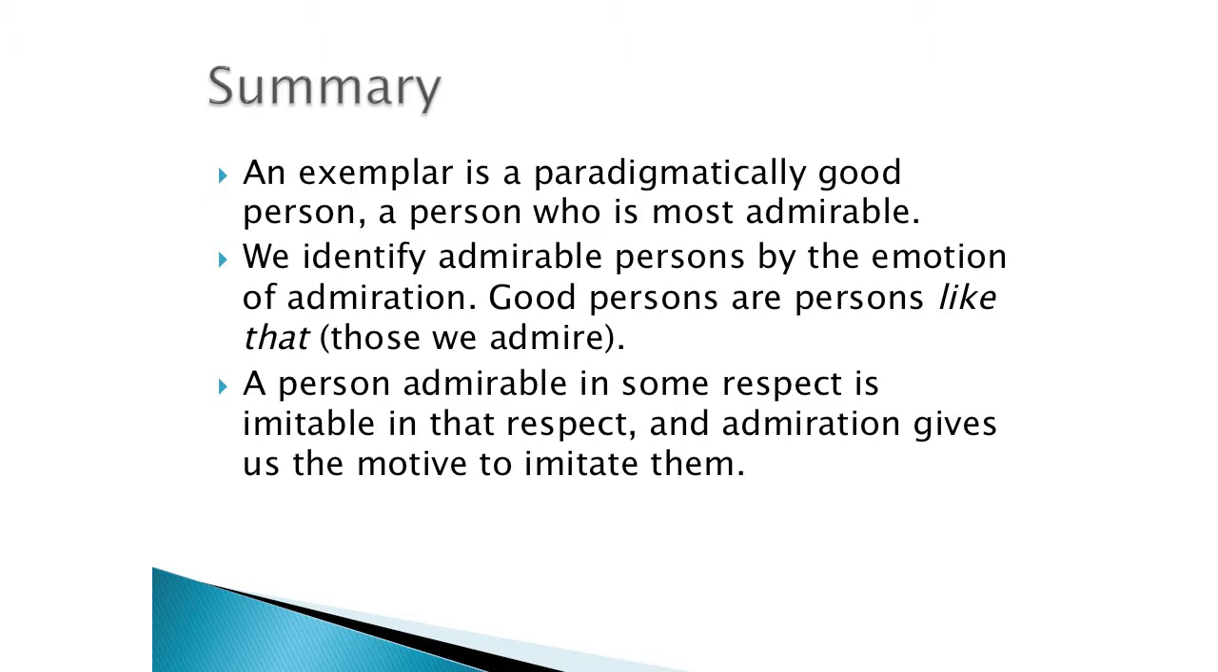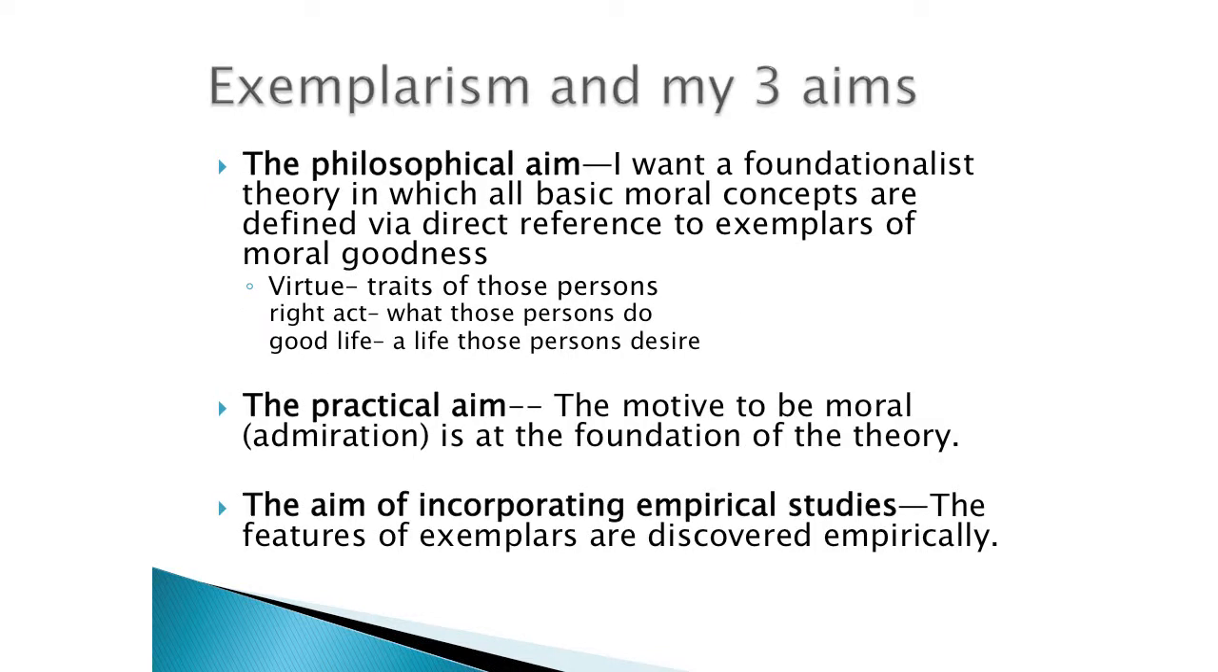Now, let me go back quickly, since this is just an overview of this theory, and I just want you to see how it's supposed to serve all three of these aims. The philosophical aim is a theory in which all the basic concepts are defined via direct reference to exemplars of moral goodness. I have not given you the definitions of each term, much less defended them, but I want you to get an idea of how this is supposed to work.